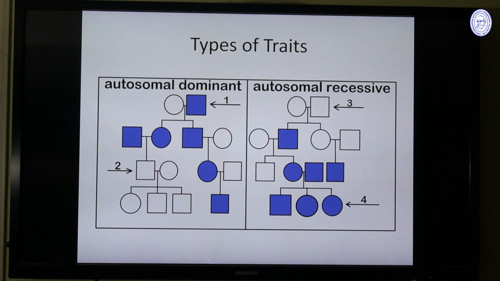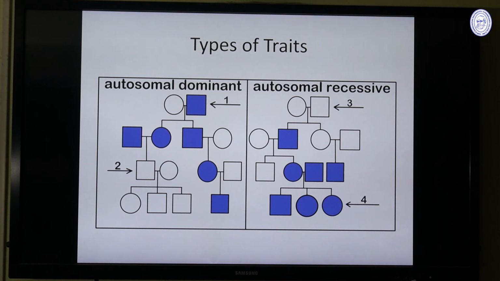Now, coming to the examples, these are 2 examples of autosomal cases. One is dominant, another is recessive. You can see that in each generation 1 or 2 individuals are affected. So, of course, this is a dominant character. Another thing is all the affected individuals have one of their parents affected. So, of course, it is a definite case of dominant inheritance.